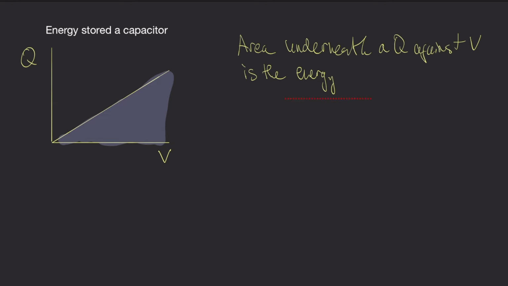So in this case, this here would be just the area of a triangle. So the energy will be equal to a half base times height. Let's write this a little bit better. And I can write the formula here that energy is a half QV. Now there's a few alternative formulas given in the formula booklet, but also quite easily derived.